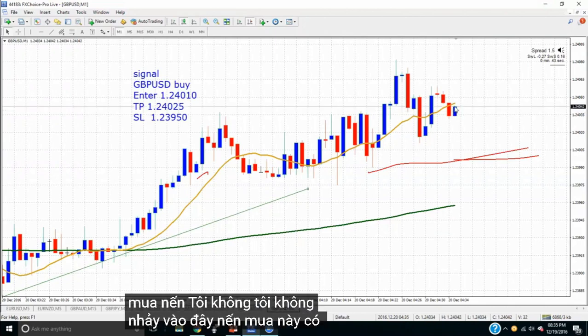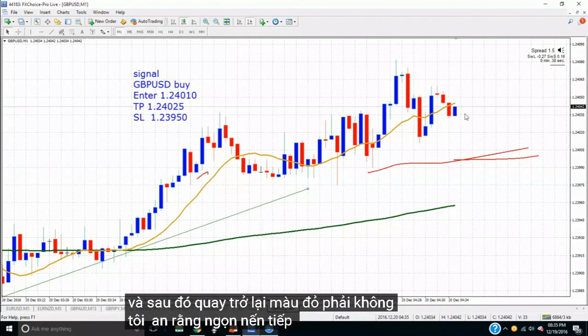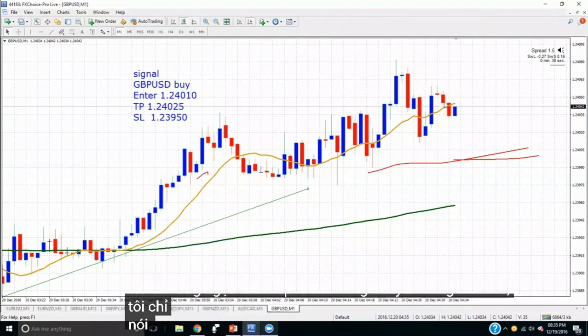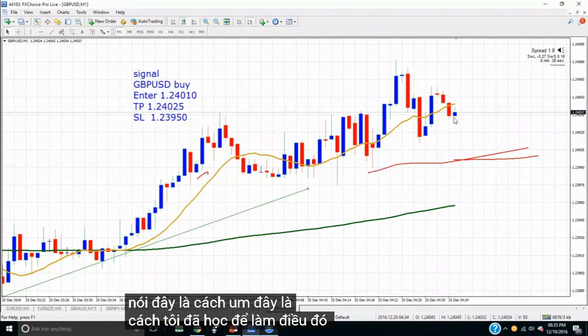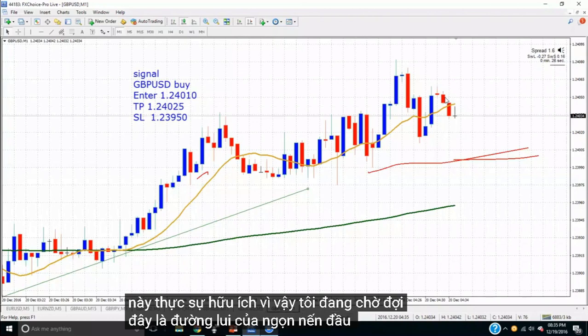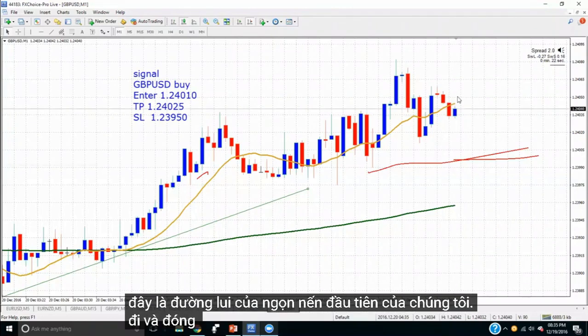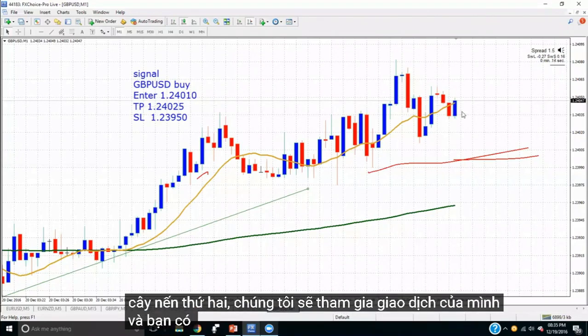This buy candle can go up and then go back down to red. Doesn't mean that the next candle doesn't go red. I'm just saying this is the way I learned to do it, and this has been really helpful. So I'm waiting. Here's the retrace. Our first candle, we're going to let it go and close, and then on the second candle, we would enter our trade. And you can put in instant execution.